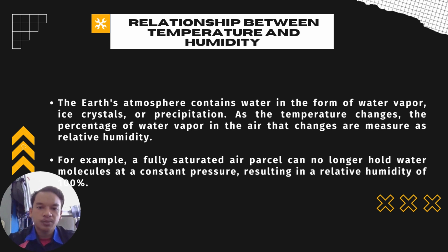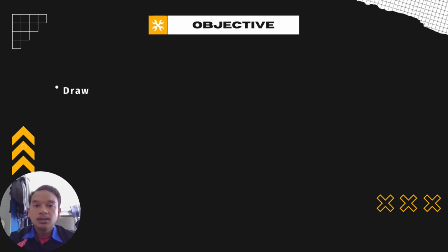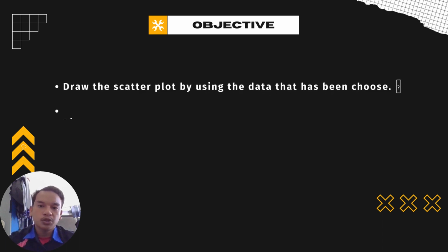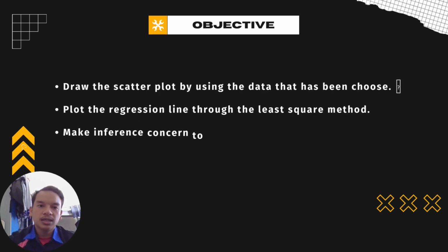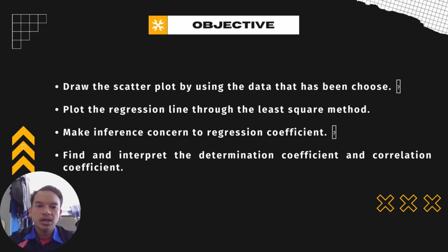relative humidity of 100%. The objectives of this project: draw the scatter plot by using the data that has been chosen, plot the regression line through the least square method, make inference concerning the regression coefficient, and interpret the determination coefficient and correlation coefficient.